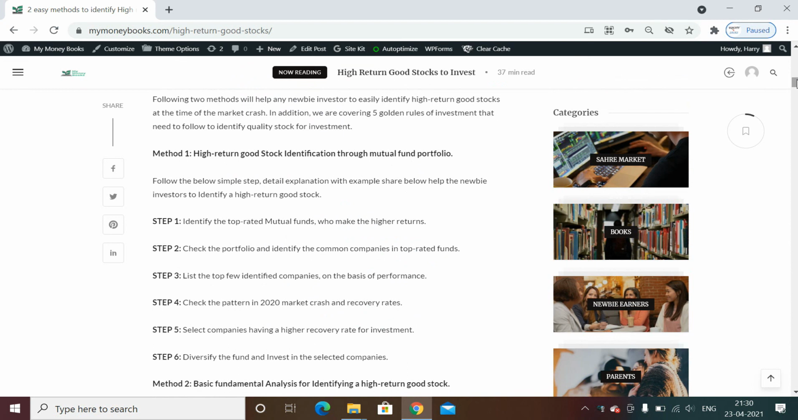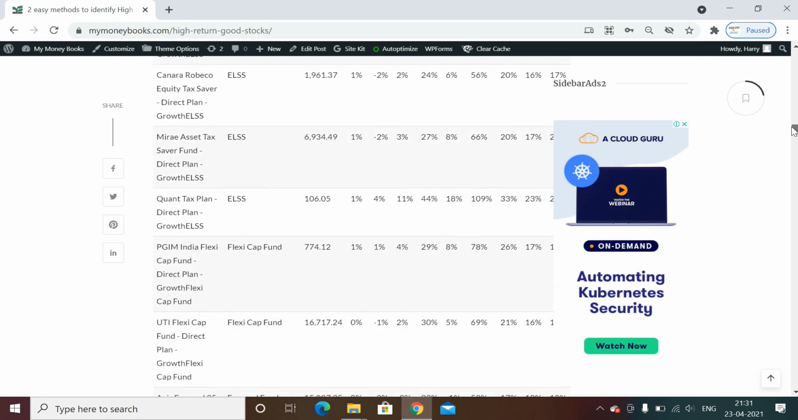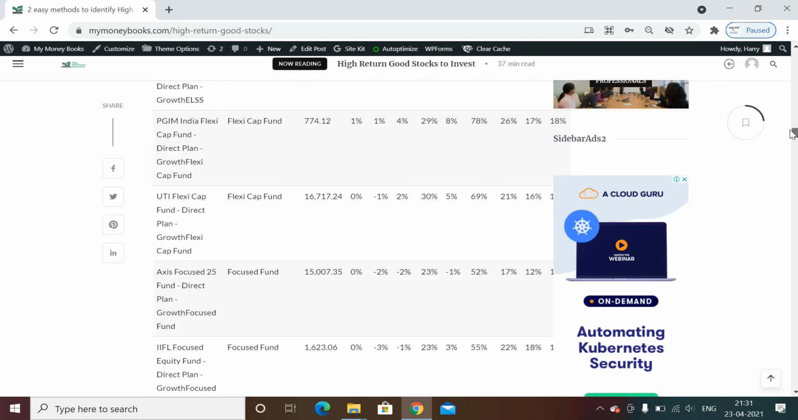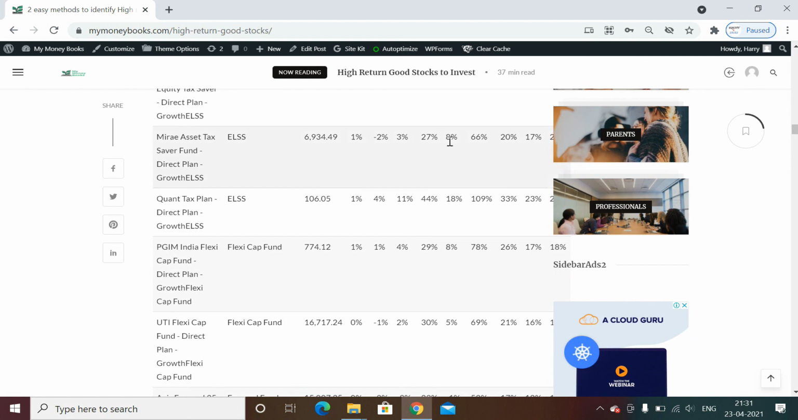In the mutual fund portfolio analysis method, what we have to do is identify the top performing mutual funds and go to the portfolio of that mutual fund. Then you can see which companies these mutual fund managers are interested in, because these mutual fund managers are well capable, and with their talent and experience, they selected these companies. So once we select these companies, this is a list of companies which I selected on the basis of their yearly performance.